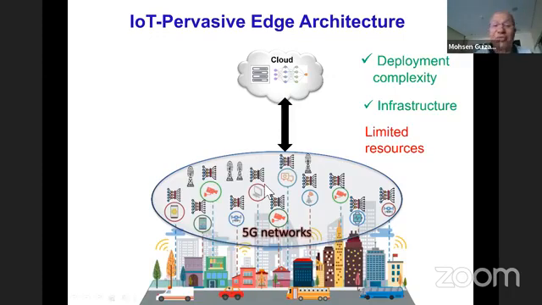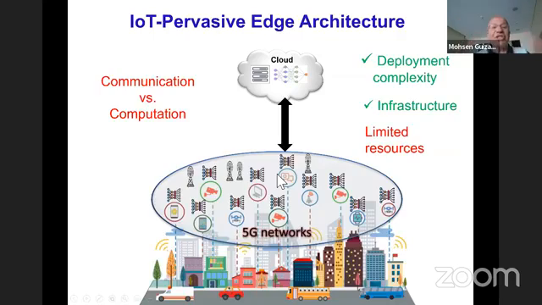Remember, in the old research that we did in the 90s about sensor networks, we elected a cluster head, a device that is more capable, with more energy and more computing. So we can elect some of these IoT devices to serve as the edge devices. So we resolve the deployment complexity and the infrastructure. We no longer have a new layer of edge devices, but we still have some limited resources.